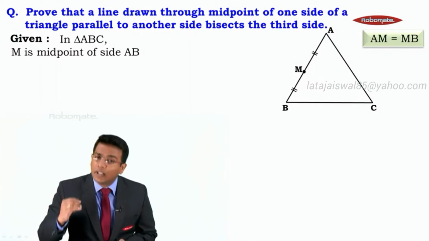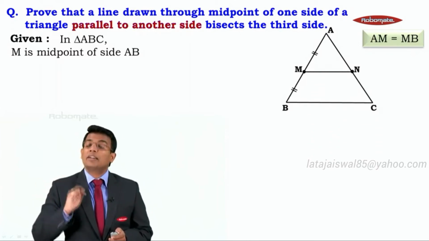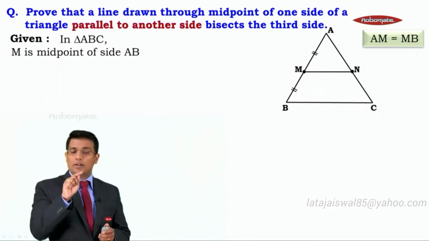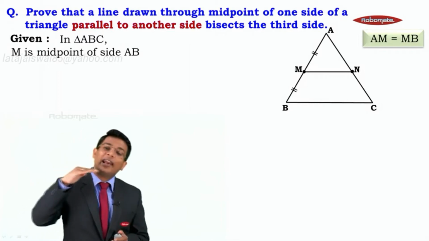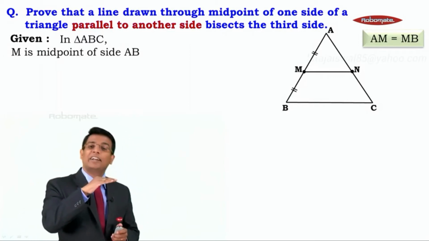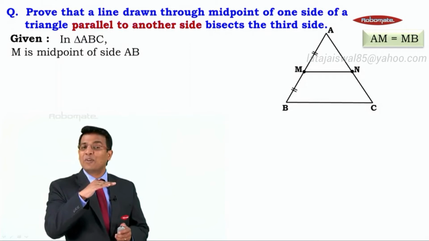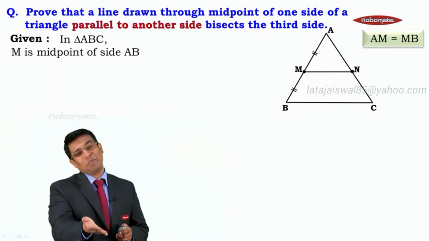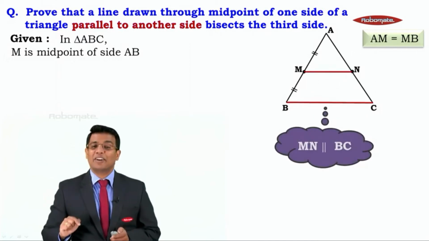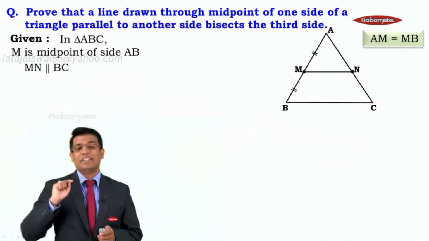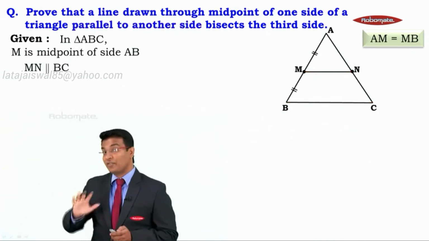Simple. Now it says parallel to another side. From this point M, we need to draw a line which is parallel to the other side. When I draw a line, which side will it be parallel to? Obviously, it has to be parallel to BC. So that is what we have here. We have MN parallel to BC.